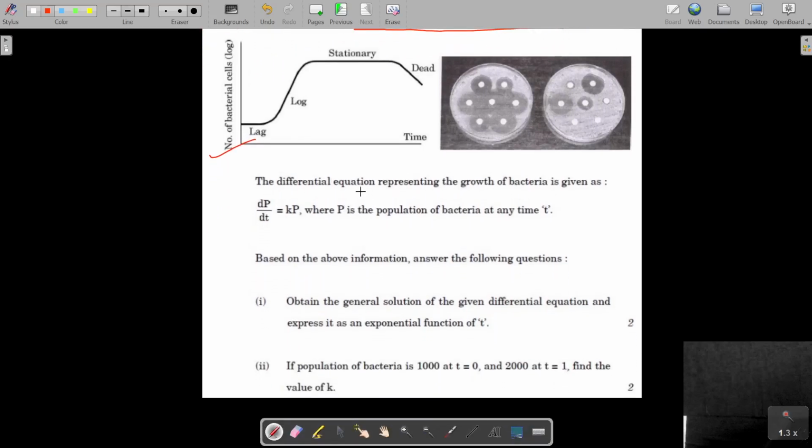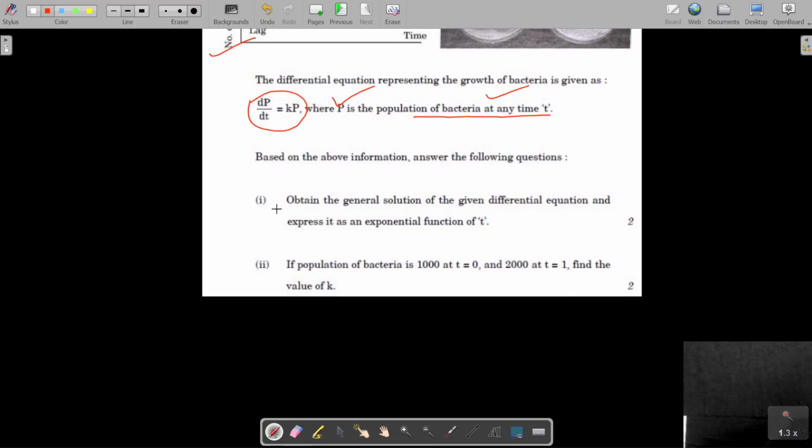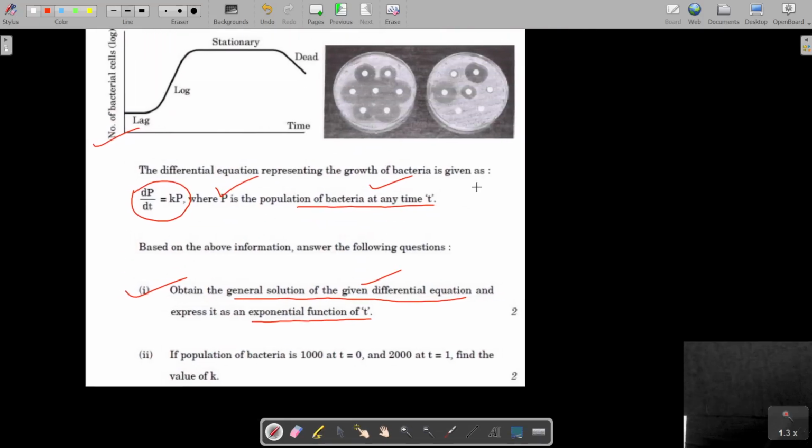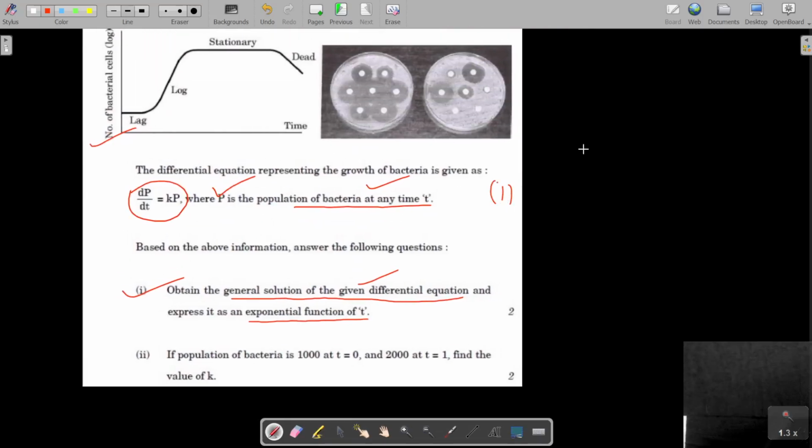This is the culture in which the bacteria cells are being grown, and the differential equation representing the growth of bacteria is given as dP by dt is equal to kP, where P is the population of bacteria at any given time t. Now, we have to answer the following questions. So let's obtain the general solution of the given differential equation, and we have to express it as an exponential function of t.